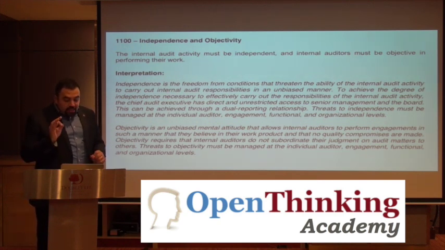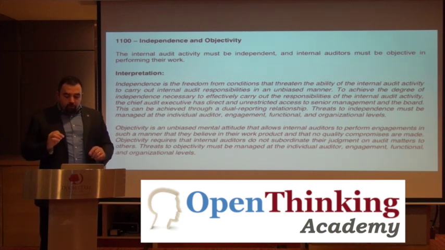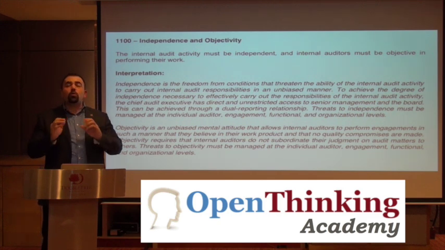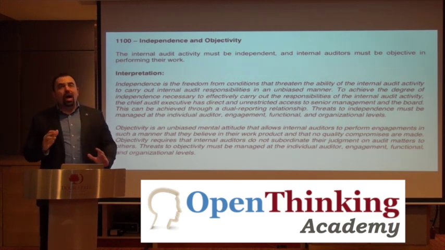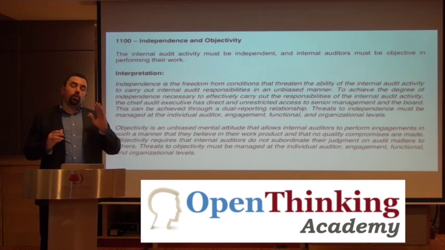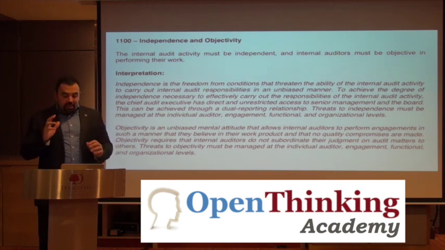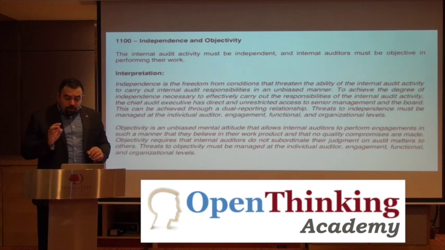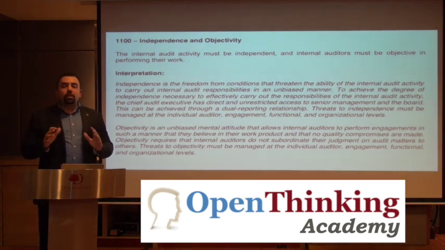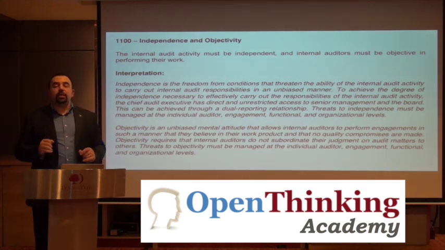They say the chief audit executive has direct and unrestricted access to senior management and the board. This can be achieved through dual reporting relationship. What's the meaning of that? You have two kinds of reporting relationship. You have functional reporting related to everything related to internal audit work, and you have what we call administrative reporting related to areas not related to internal audit work. So these are the two kinds of reporting that you have. They say threats to independence must be managed at an individual auditor level, engagement, functional, and organizational levels. So any issues related to independence, you need to manage it and address it immediately.